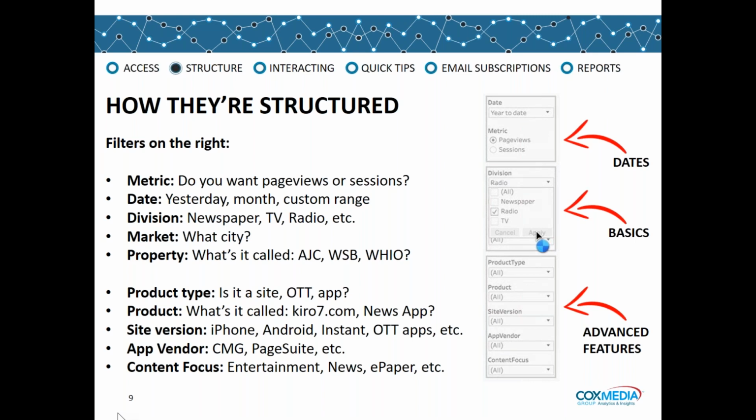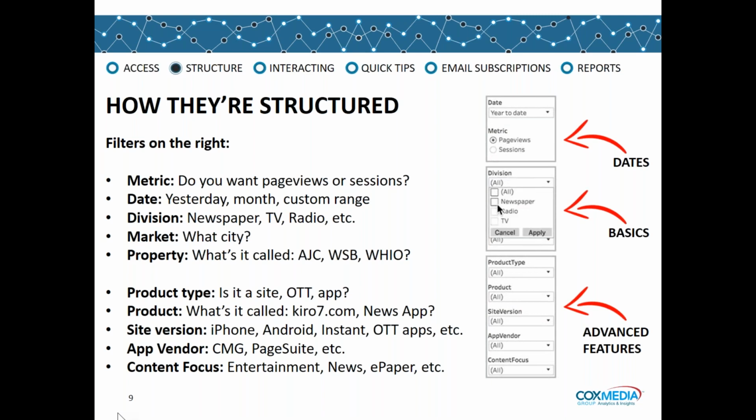This last filter, the filter box on the bottom, is a little bit more advanced, we like to say. It just has stuff that dives in even deeper to the data and what you're looking at. So that top one is going to be product type. So are you looking at a site, an OTT item, an app? That will help you see those kinds of specific data points.